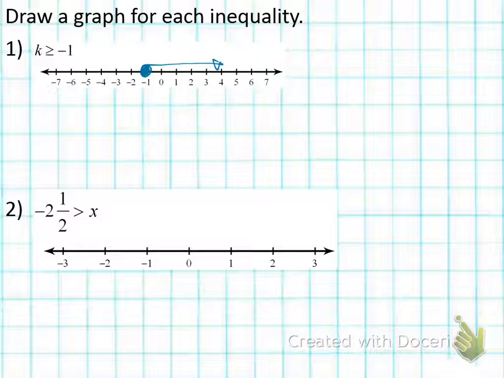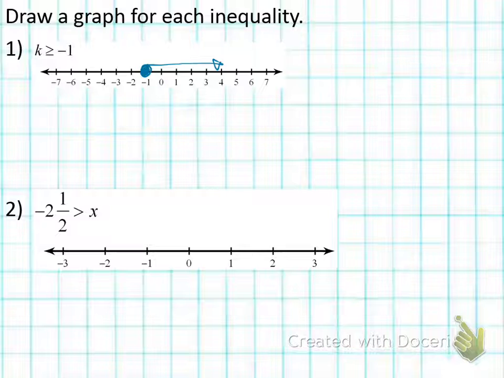See how easy that was? So if there's a line under the thing, you fill it in, and if there isn't, then you don't. Again, number 1, for those of you who don't get it: you plot a point at -1, and since K is greater than -1, we're going to point the arrow to the right. And since it says equal to also, we're going to fill it in. Watch me do number 2.